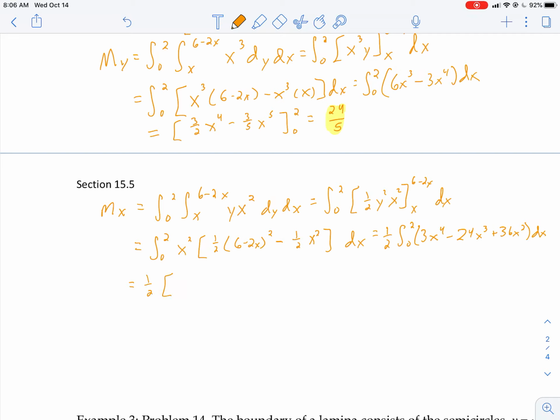So we have 1/2, and now we can integrate that, and we're going to get 3/5 x to the fifth minus 6x to the fourth plus 12x cubed, from 0 to 2. Let me make sure I did that right. 3/5 x to the fifth minus 6x to the fourth plus 12x cubed, 0 to 2, with the 1/2 out in front. Good. When we do the inside, we're going to get 48 over 5.